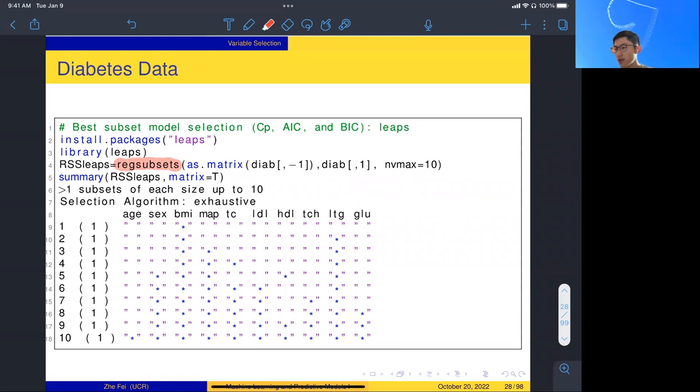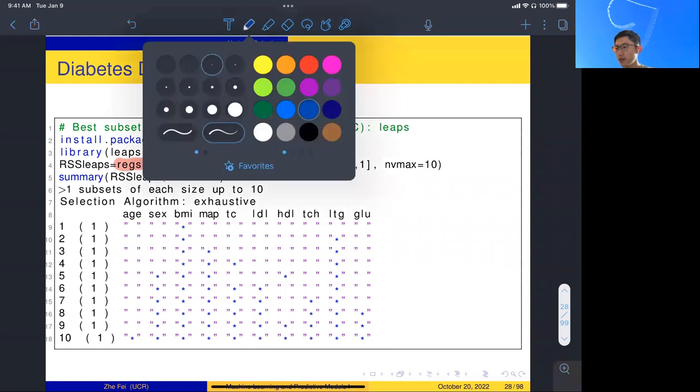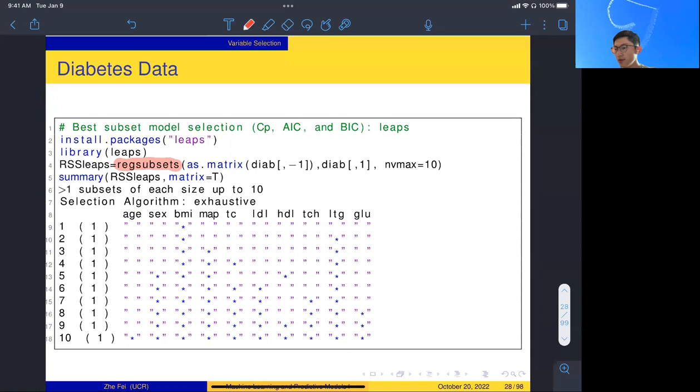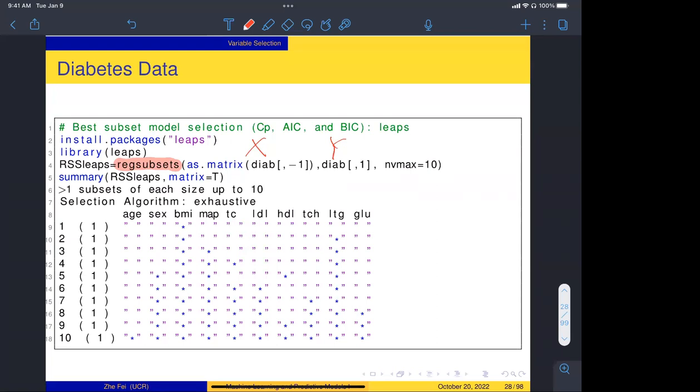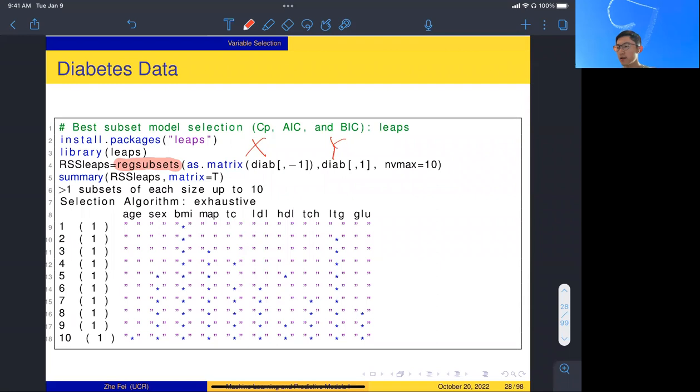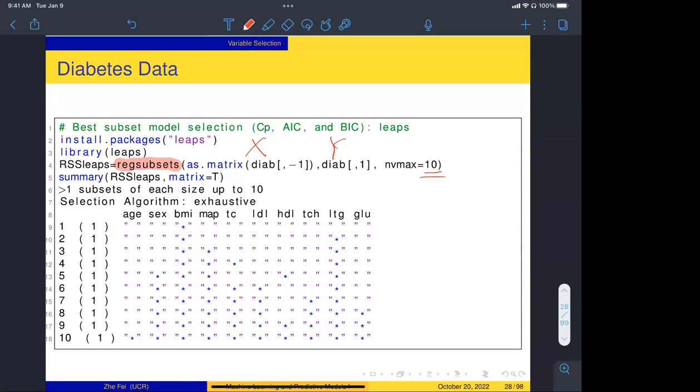the only thing to pay attention to here is essentially the input. First is the X matrix argument, the X matrix from the diabetes data. Second argument is our Y vector, the first column of the diabetes data, that's the Y outcome. The third argument, nvmax, meaning that at most we have 10. Sorry, so it's not 9, it's 10 predictors. So that's the maximum number or largest size of the subset.